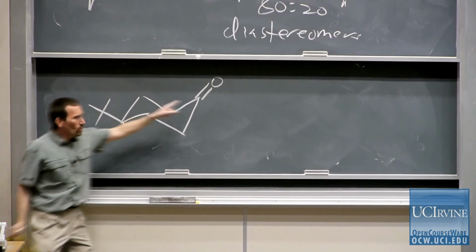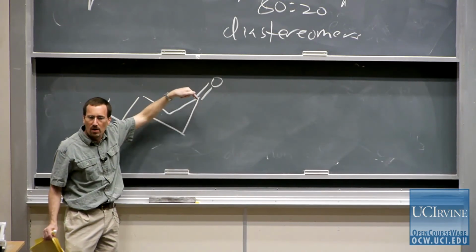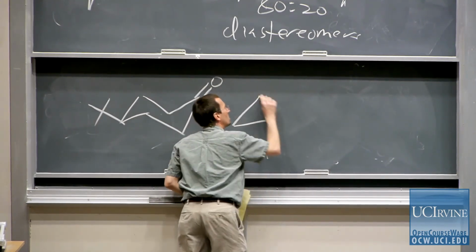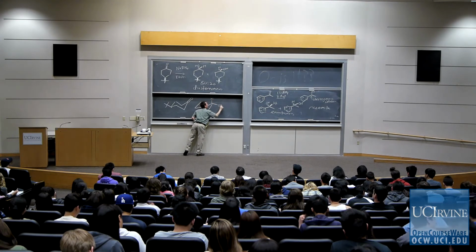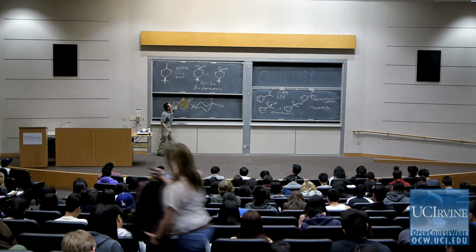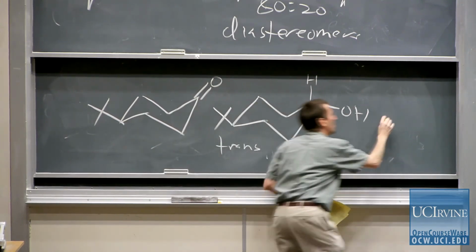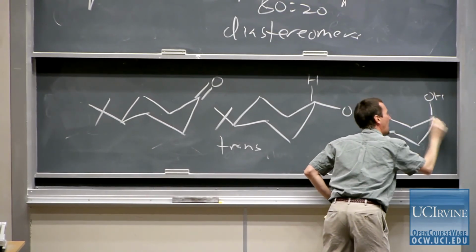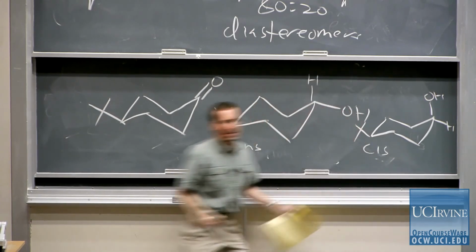And now we have two ways that hydride can come in. Hydride can come in from the top, or hydride can come in from the bottom. If hydride comes in from the top, we end up with this diastereomer, the trans diastereomer. And if hydride comes in from the bottom, now we end up with the axial OH. We end up with the cis diastereomer, the minor diastereomer.